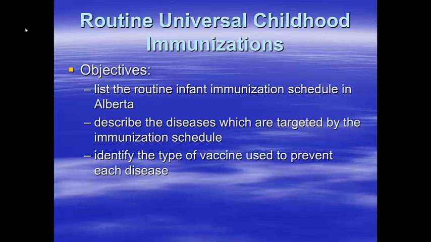So for this part of the lecture, you need to know about the types of vaccines, the types of immunizations that we routinely give to children in Alberta. Describe the vaccine preventable diseases, so the ones we're inoculating against, and then identify the type of vaccine that's used to prevent each disease, so whether it's live, killed, component.